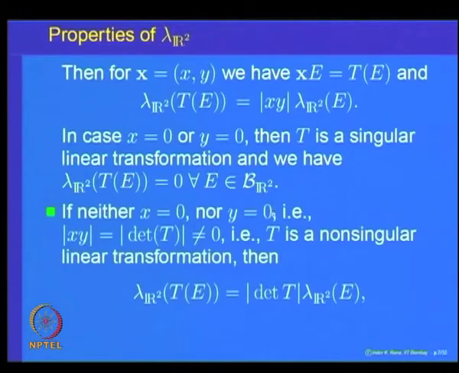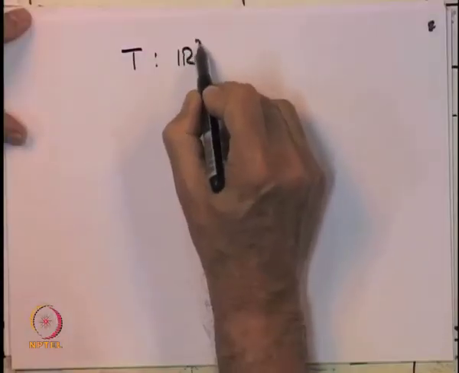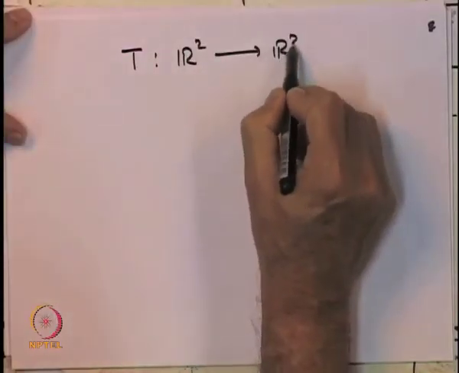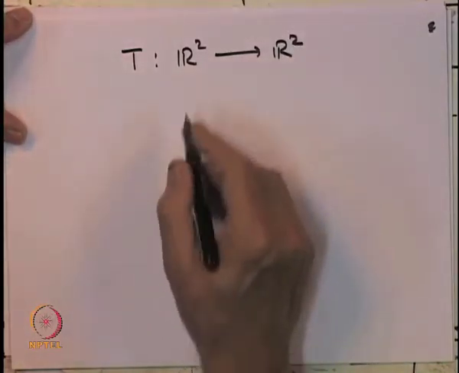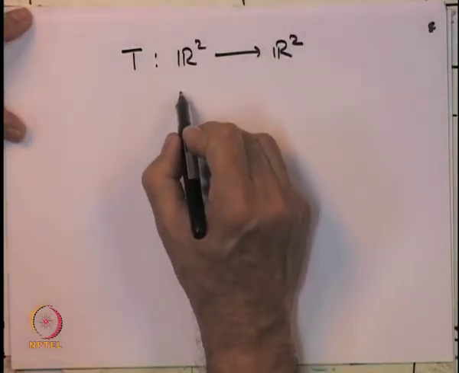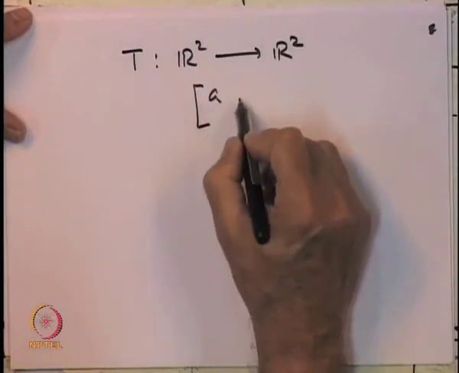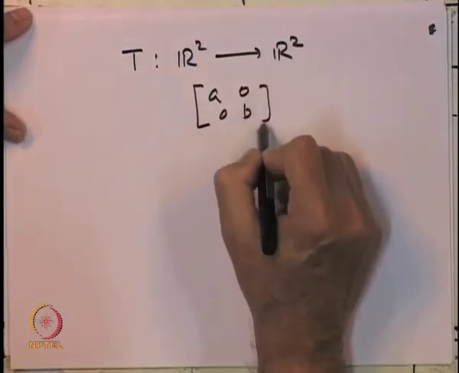So, if neither x nor y is 0, then the determinant is not 0 and T is non-singular. Let us just look at these facts a bit more seriously. Let us say we have a map T from R^2 to R^2, and this is given by the diagonal matrix with a, 0, 0, b. So, this is the matrix.